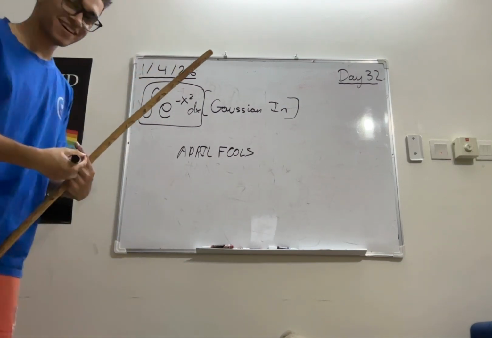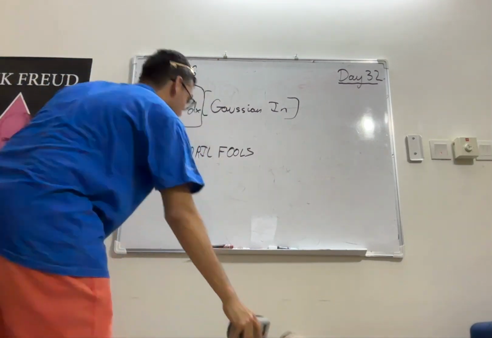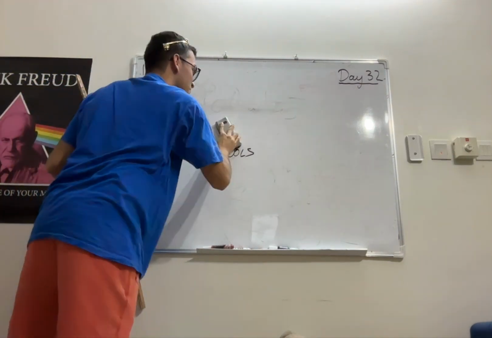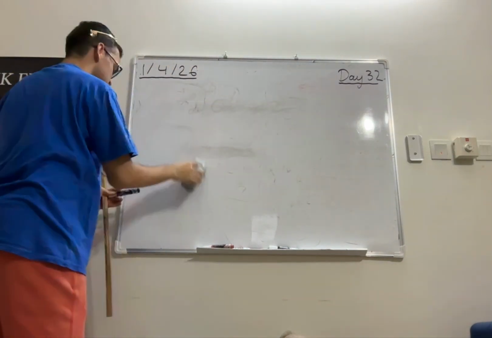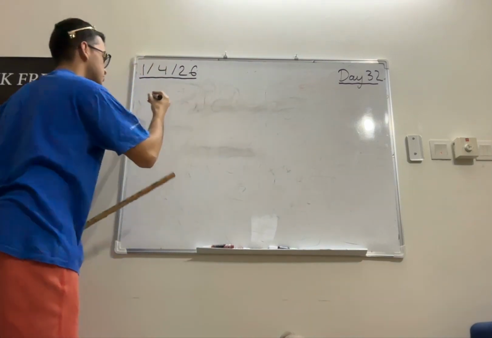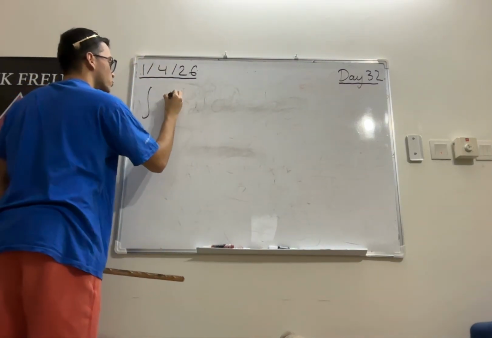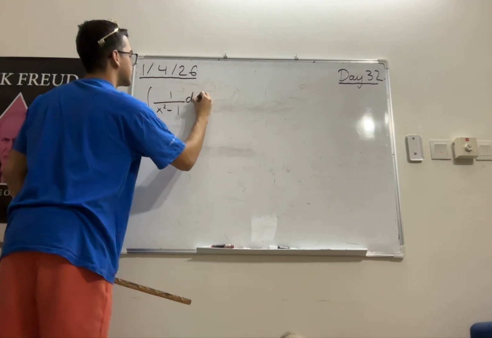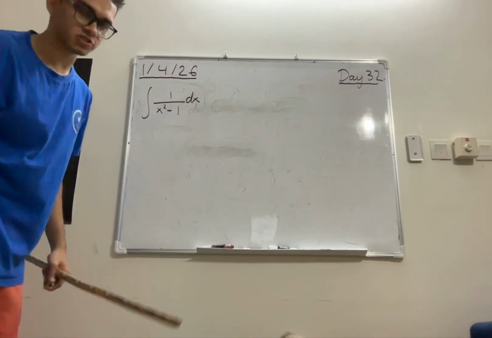Are you stupid? I am not smart enough for this. Okay, so we're not solving the Gaussian today, but we are solving something new. So today we're going to start partial fractions, and our integral for today is 1 by x squared minus 1 dx. So what exactly is partial fractions?